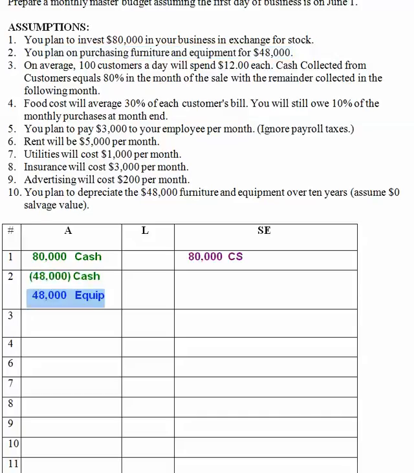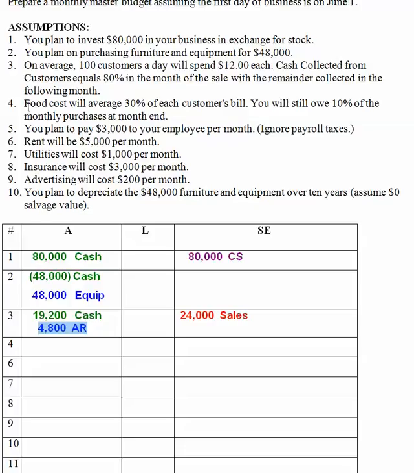Now, for sales here, if you recall, we had 24,000 in sales for the month of June, but we're not collecting all of it. So the way you'd record that is you'd credit your sales for the full 24,000, but what you're getting is only 19,200 in cash, and the rest is accounts receivable. That's the 4,800 that we did earlier.